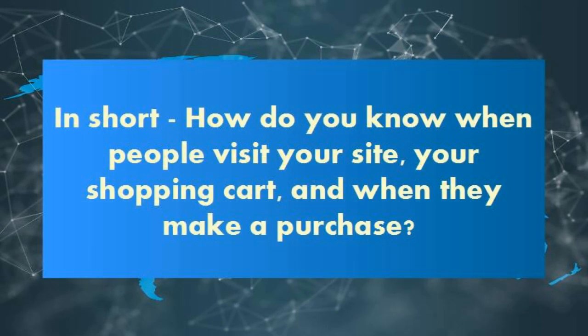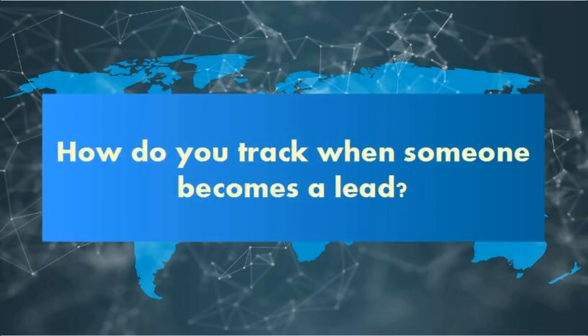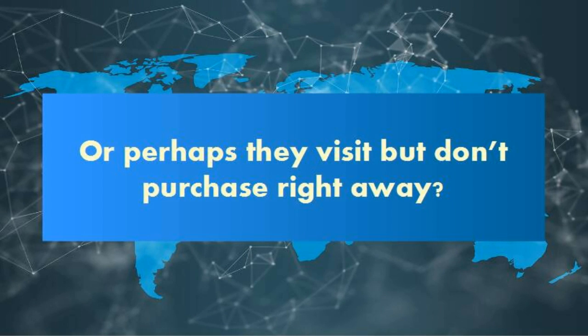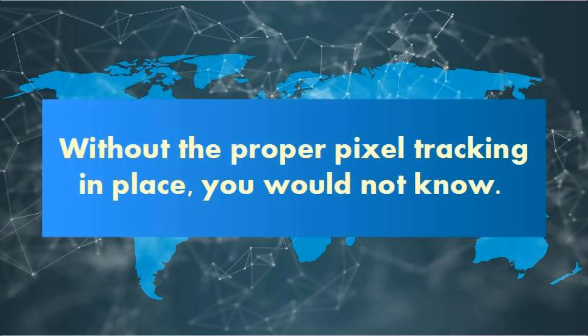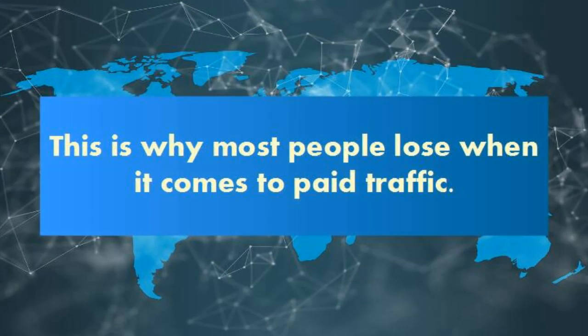In short, how do you know when somebody visits your site, your shopping cart, or when they make a purchase? Maybe somebody went to your site and didn't make a purchase. How do you track that? How do you track when somebody becomes a lead? Or perhaps they visited, but they don't purchase right away, and you want to retarget them and show ads to them to try to get them back to the sales page and purchase. And how do you make those types of ads to retarget those people? Without the proper pixel tracking in place, you would not know. That's the harsh reality.